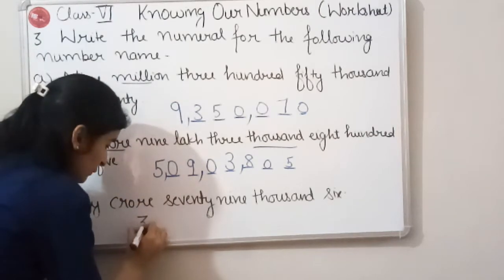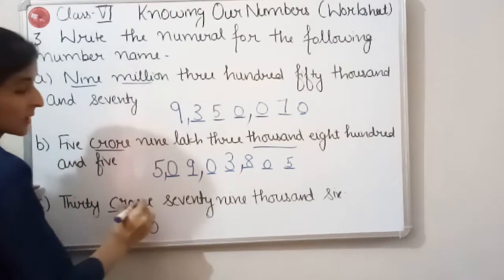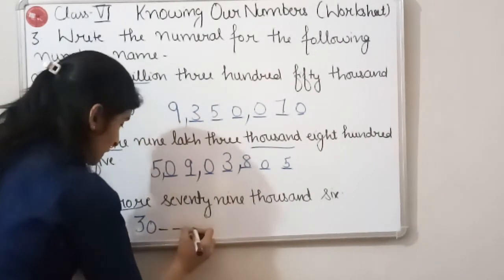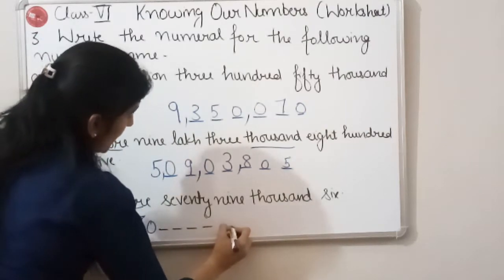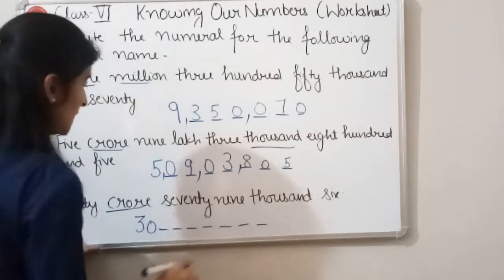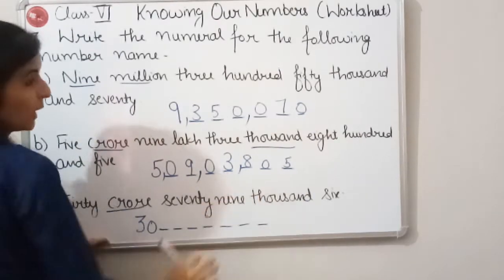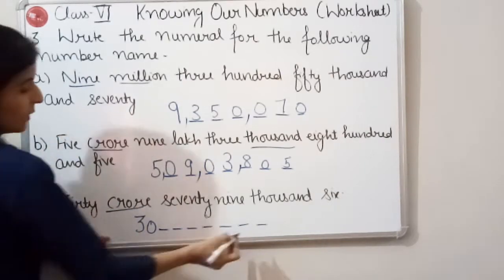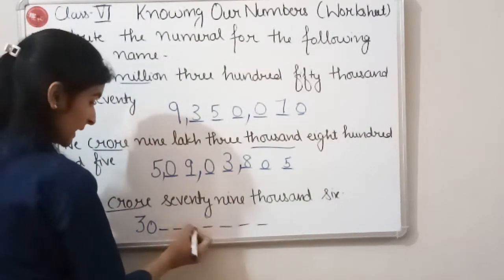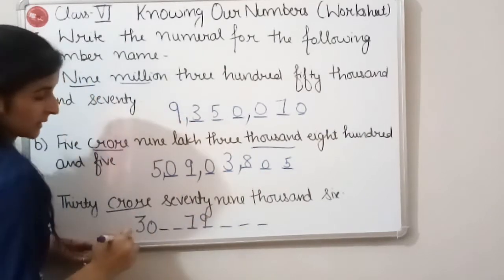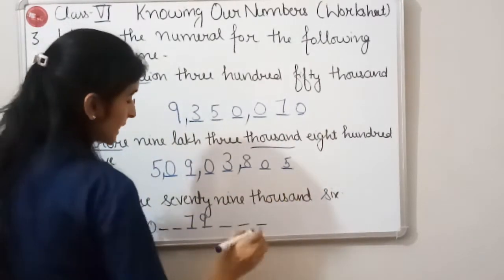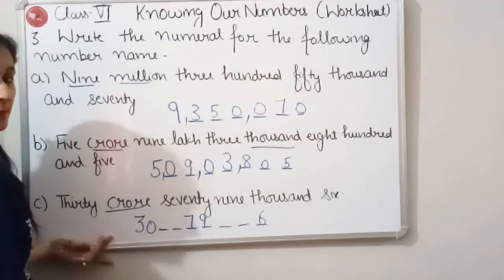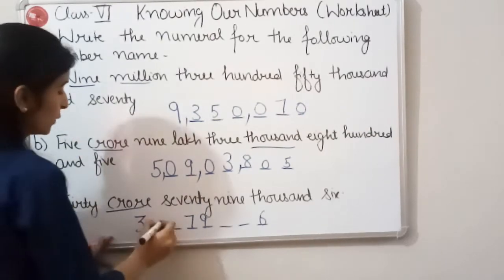So firstly I am going to write 30. Then there is crore. Crore means 7 more digits: 1, 2, 3, 4, 5, 6, 7. Now there is 79,000. So it means after 79 there must be 3 more digits: 1, 2, 3, and there I can write 79. Then at the last there is 6. So I am writing 6 at the last.